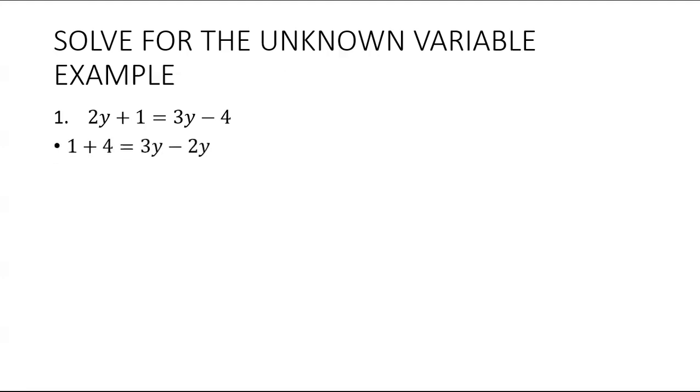Remember what I said when I started this video. When you are subtracting or adding terms that have unknowns, you just add or subtract their coefficients. So 3 minus 2 will just give you 1. So you end up having 1 plus 4 is 5, and 3 minus 2 is y. Try this.